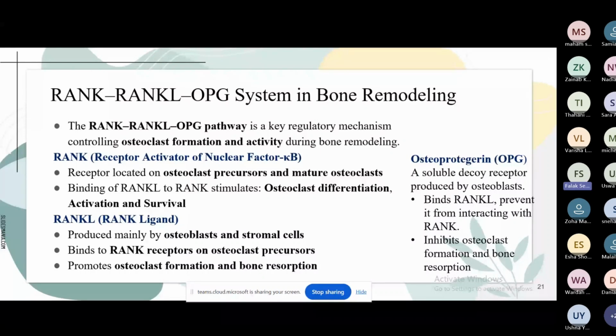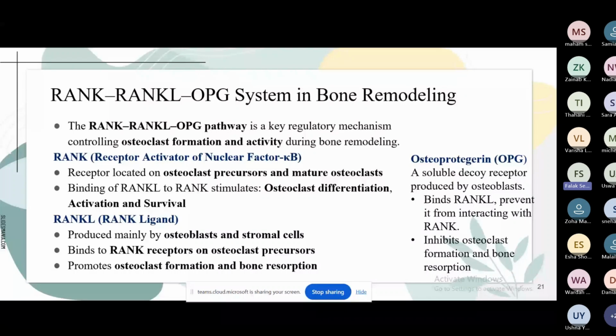Whenever the ligand binds with this receptor activator, it stimulates osteoclast differentiation, its activation and survival. RANK ligand is produced mainly by the osteoblast and the stromal cells. It binds to RANK receptors on the osteoclast precursors, and is responsible for the promotion of osteoclast formation and bone resorption. I'm repeating again that the RANK, RANK ligand and OPG system is a very important system in bone remodeling.